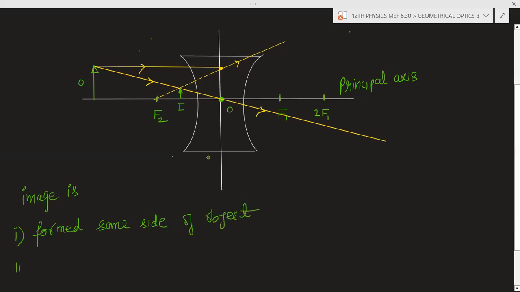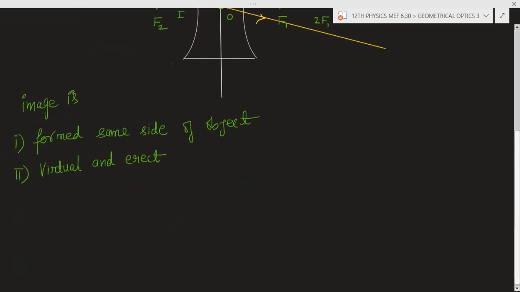Second point, we can write the image is virtual and erect. Another point, the size of the image is smaller than the object. So the image is smaller than the object.